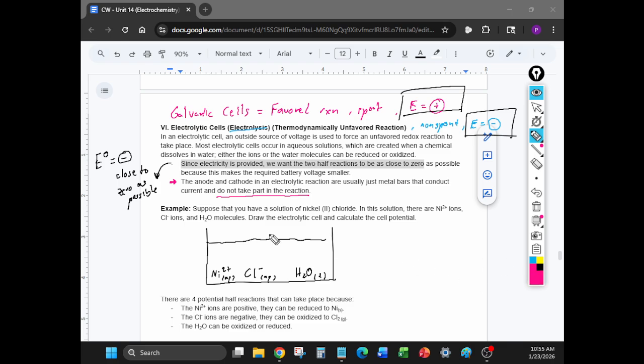All right, now for an electrolytic cell, you're going to have your cathode and you're going to have your anode. Okay, and they are going to help facilitate the movement of the electrons, but since this is thermodynamically unfavored, there's going to be a battery. Okay, electricity needs to be put in. Now the cathode for an electrolytic cell is going to be the negatively charged one, and the anode is going to be the positively charged one.